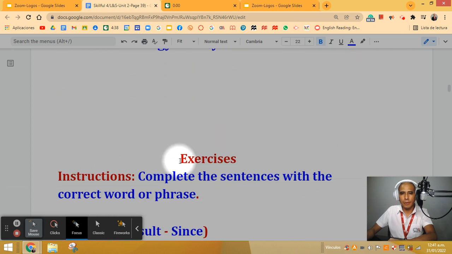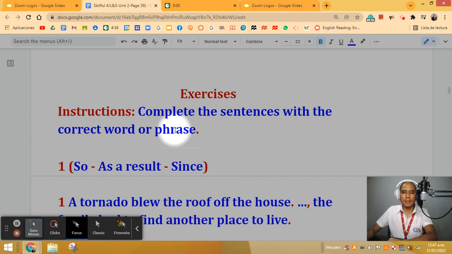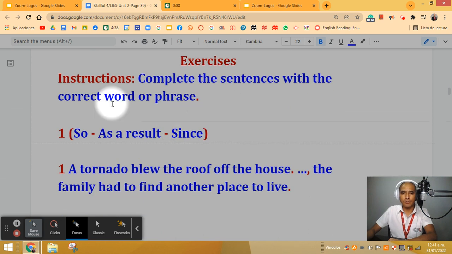Now, in order to understand this grammatical structure much better, we are going to do some exercises. Actually, we are going to do them together. Okay, so here we have the exercises. The instructions: complete the sentences with the correct word or phrase. First of all, I'm going to read the 3 possible options and the sentence, and then I'm going to give you 20 seconds so you have the chance to think and choose the answer. Once you do it, we are going to analyze it.